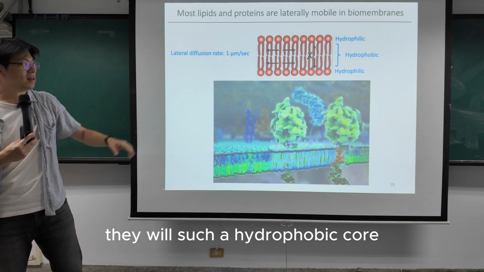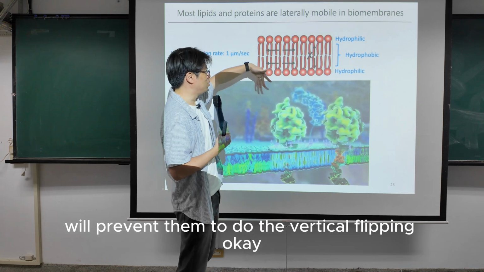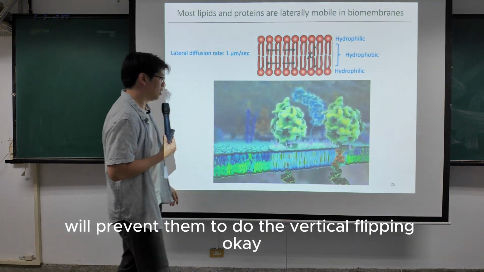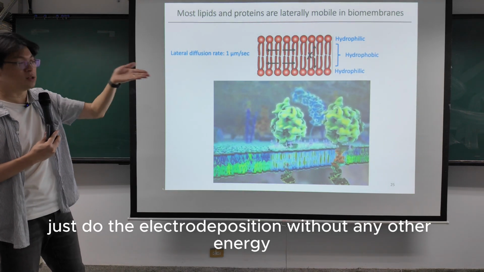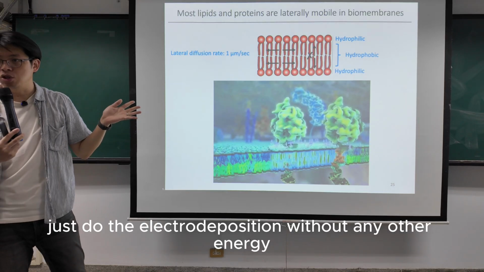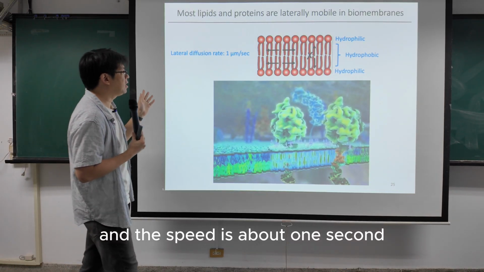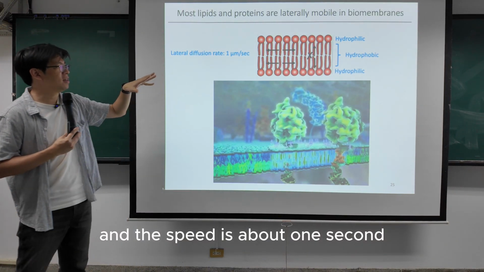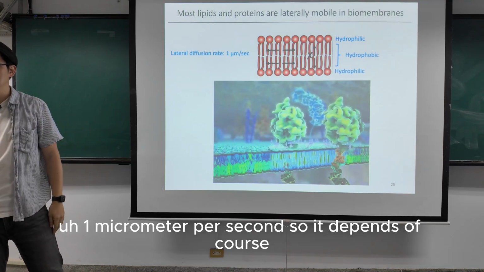Okay, such a hydrophobic core will prevent them from doing the vertical flipping. That is why they usually just do the lateral diffusion without any other energy. And the speed is about 1 micrometer per second.